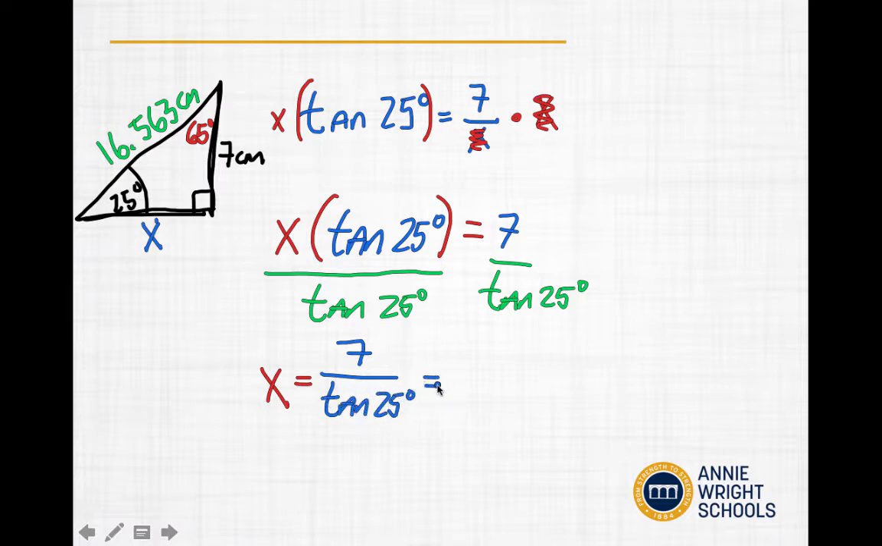Without a calculator, I can go no further. I want you to write this answer down exactly like this, and then I want you to reach for a calculator, do 7 divided by the tangent of 25, and get about 15.01154 blah blah blah. So round to 3 decimal places, 15.012 centimeters.